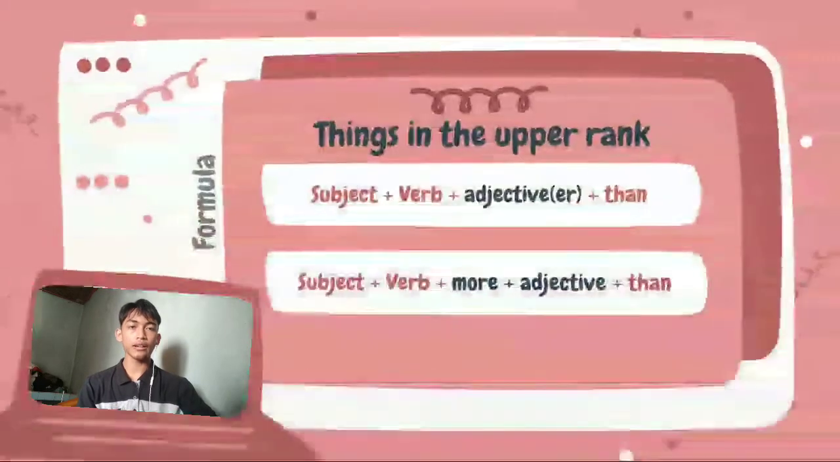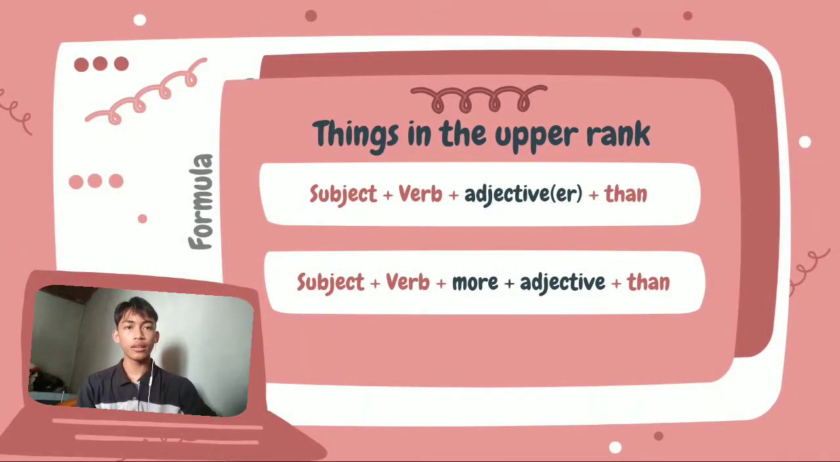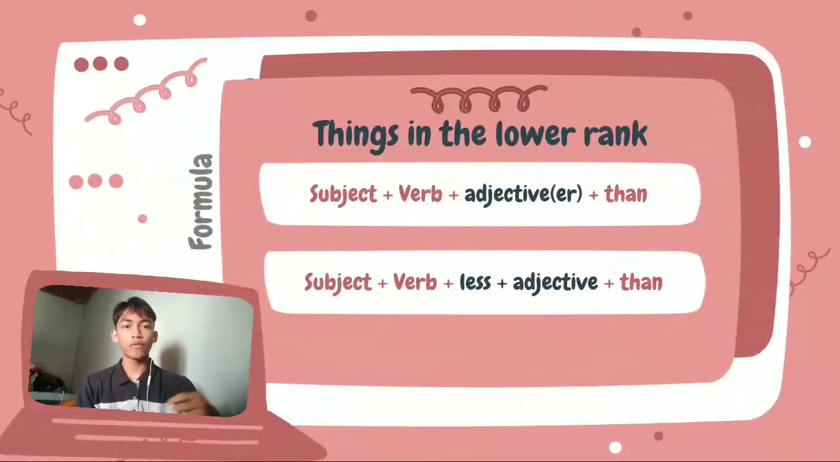The formulas for this are: number 1, for a thing in the upper rank, the pattern is subject plus verb plus adjective plus er plus than, or subject plus verb plus more plus adjective plus than. Number 2, for a thing in the lower rank, the pattern is subject plus verb plus adjective plus er plus than, or subject plus verb plus less plus adjective plus than.